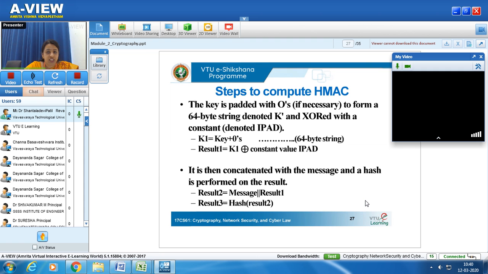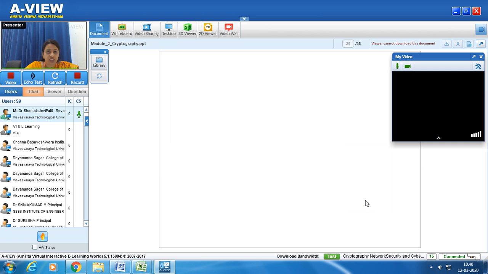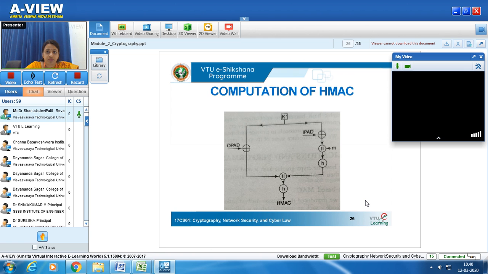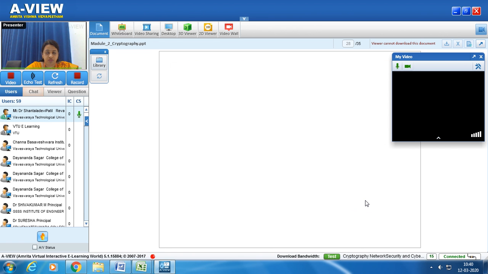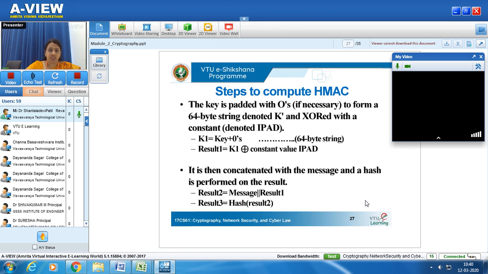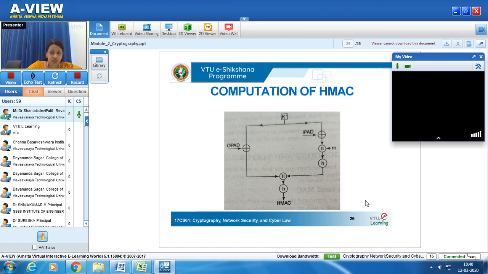Now further, it is concatenated with the message and a hash is performed on the result. So the message and the result that we have obtained previously are concatenated to get result 2. Now where is this result 2 in the diagram? Over here. Now after obtaining result 2, what is performed? A hash is performed over result 2 in order to get result 3. So result 3 is here.